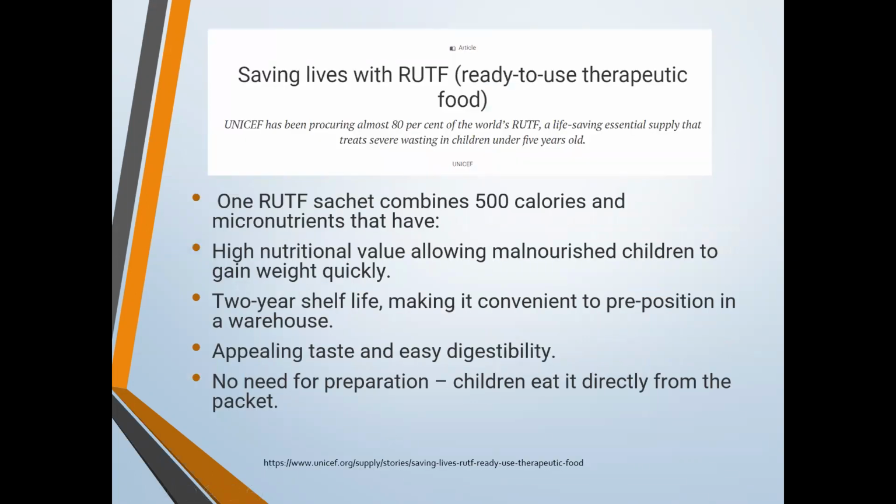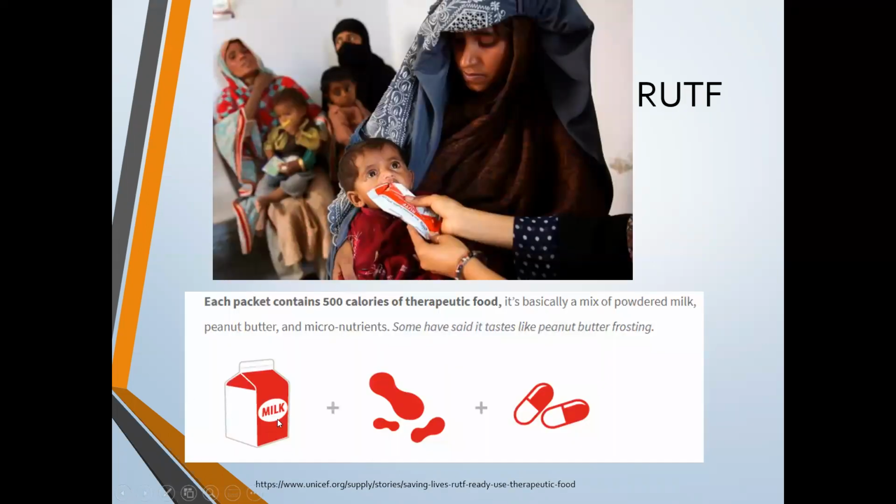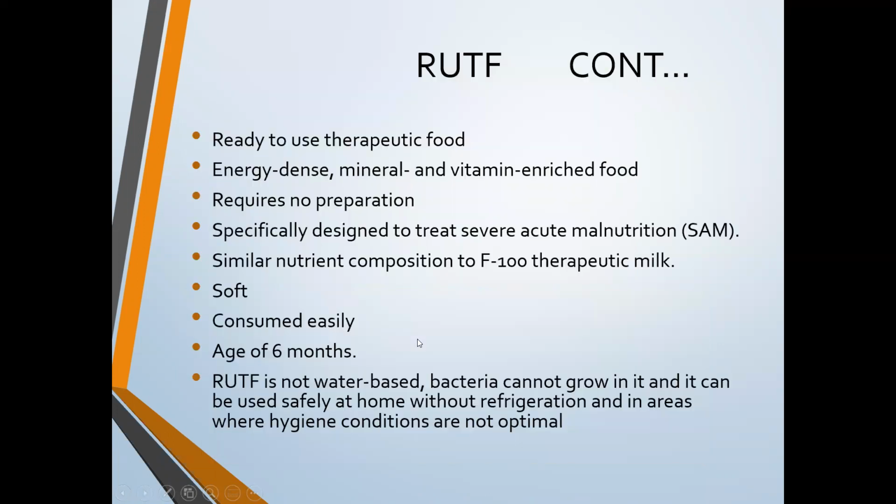There has been a program run by UNICEF, the ready to use therapeutic food, which is mostly focused on countries with extreme malnutrition, mostly in African regions and other parts of the world. This is a packaged food that provides up to 500 calories and has a 2 year shelf life. It's a ready food with no need for preparation, and children can directly eat it from the packets. It's basically a mix of powdered milk, peanut butter, and nutrients, and it's a complete meal for the children.